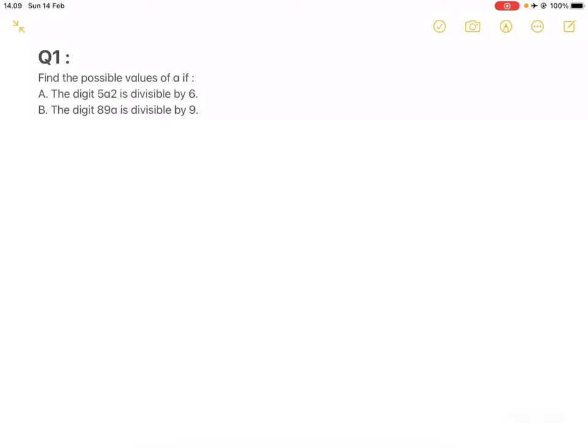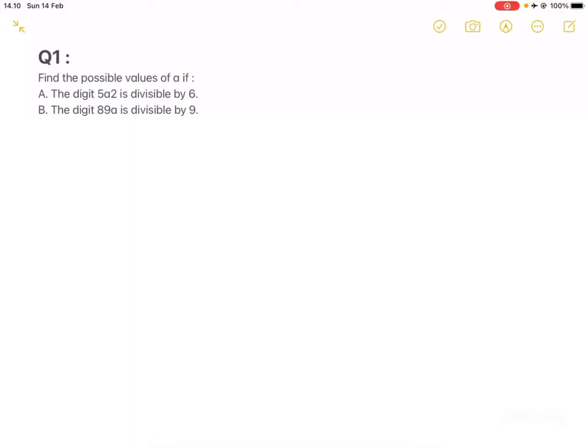Today we're going to look at some divisibility problems that you need to solve using modular arithmetic. This is another trick to solve divisibility problems, other than the one in the divisibility rules video that I posted a few days ago.